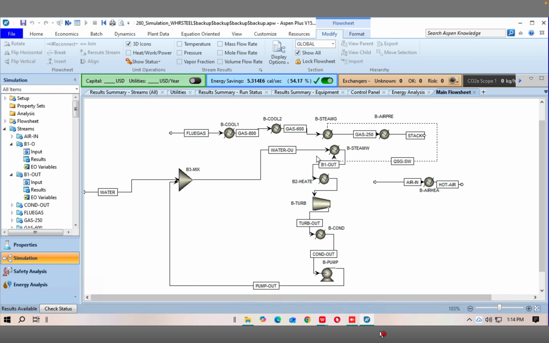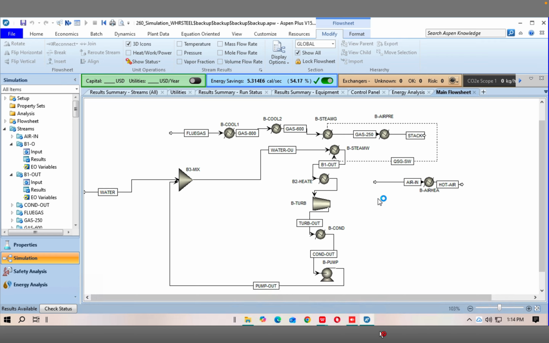B steam W generates steam, which is superheated in B2 to 350 degrees Celsius at 12 bar. The mixer B3 mix handles the water feed. This superheated steam drives B turbine, our turbine. After expansion, steam is condensed in B cont and B pump recirculates the water, completing the closed Rankine cycle.